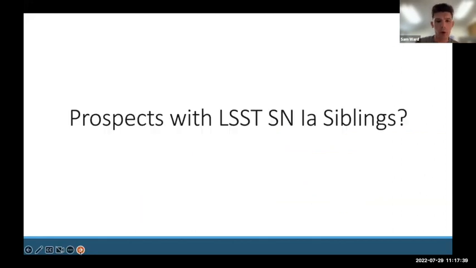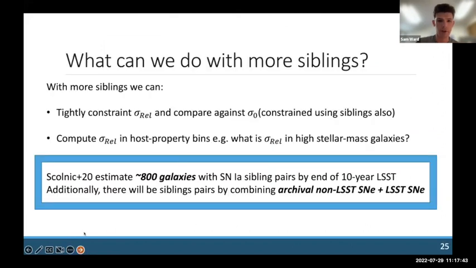Okay, so what is it that we can hope to do with type 1a supernova siblings that are discovered as part of the Legacy Survey of Space and Time? The big picture here is that we want to be constraining sigma rel and comparing this against sigma naught, which is constrained from the same sibling sample. This tells you whether it's the siblings' common properties or the stuff which varies within the galaxy that dominates the total intrinsic scatter. And this can improve your understanding of SN host correlations and improve your standardization in general.